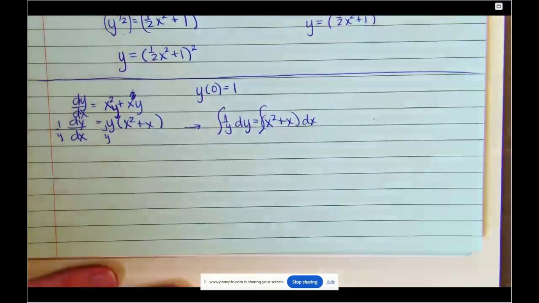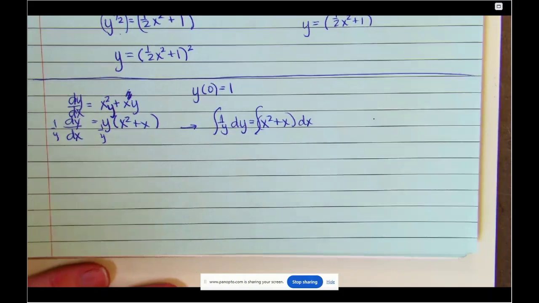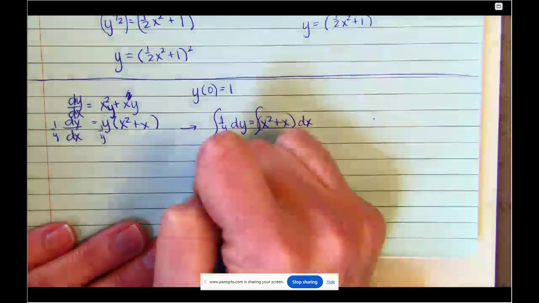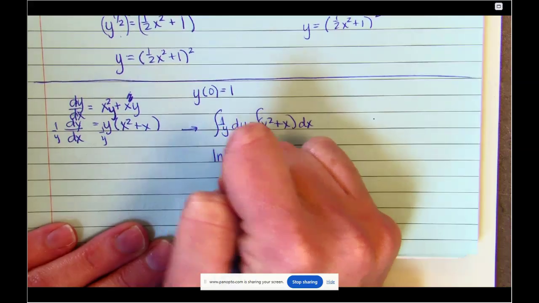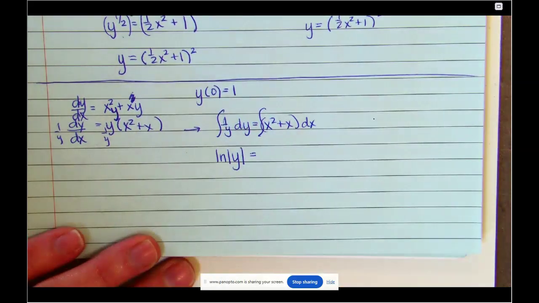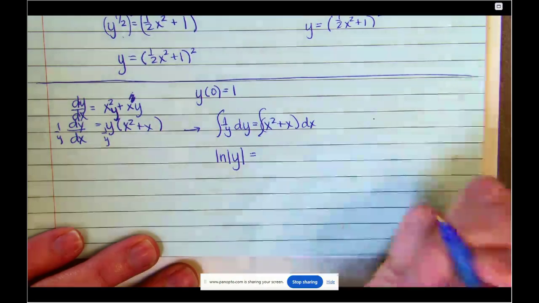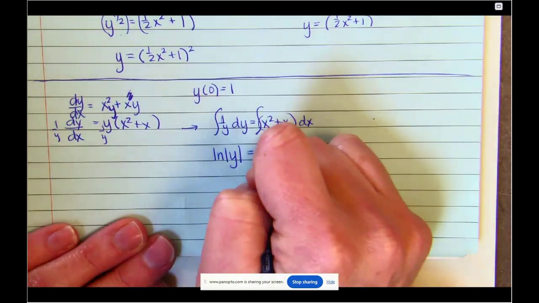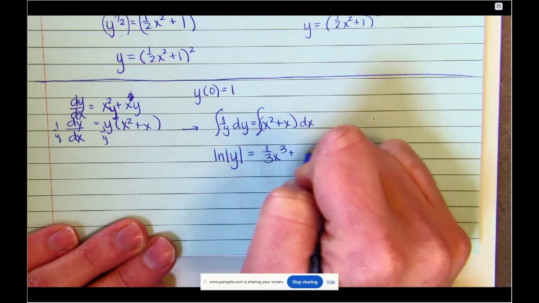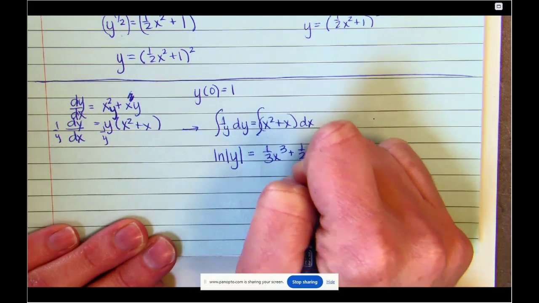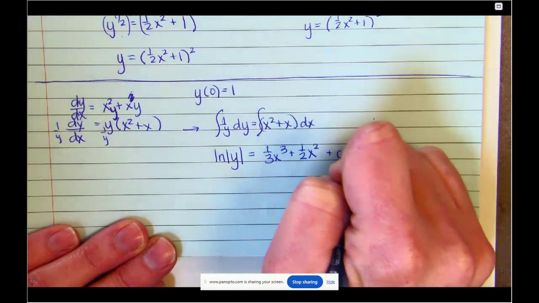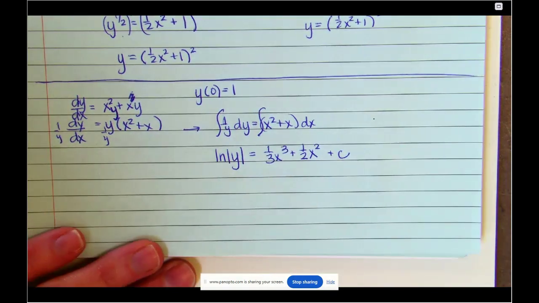Okay, when you integrate, what's the integral of the left? Natural log, absolute value of y. Okay, what's the integral of the right? Not pretty. 1/3 x cubed plus 1/2 x squared. Half x squared plus c. Oh, you got rid of it.